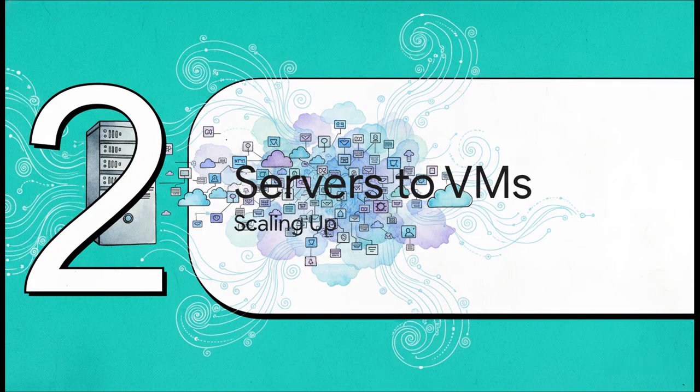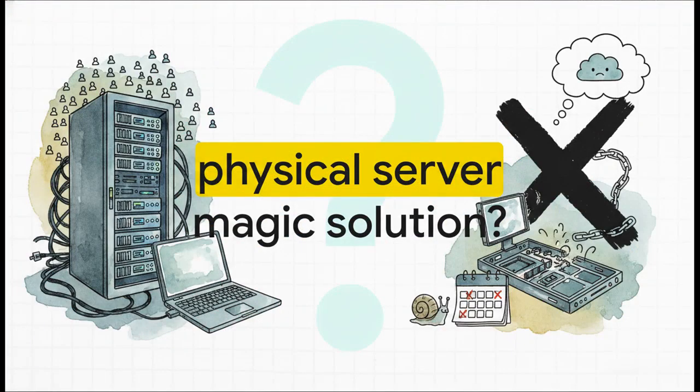Moving to Section 2, servers to virtual machines. We've got the basics down, so let's see what happens when we need to serve not just one person, but thousands of users. To handle thousands of users, companies traditionally scaled up by buying massive physical servers. These are essentially incredibly powerful versions of your laptop, just designed to slide into metal racks.